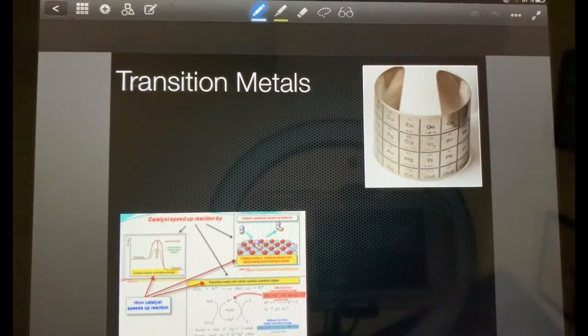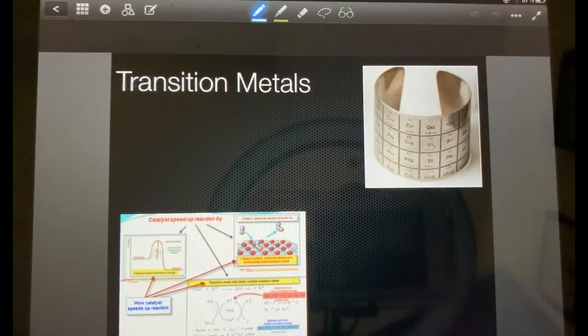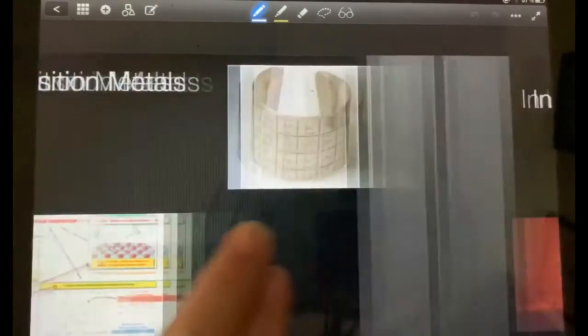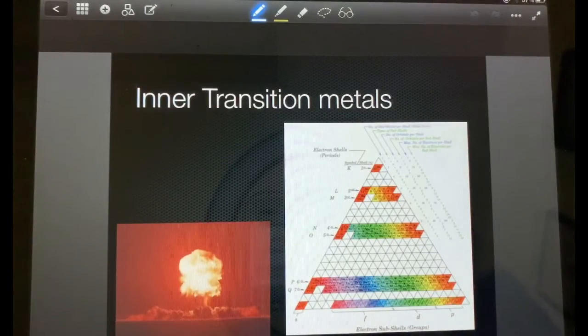Transition metals will have various charges. We'll learn more about those. They're a transition zone between groups 2 and 3. Inner transition metals fit in between row 2 and transition metals further along the bottom of our periodic table.